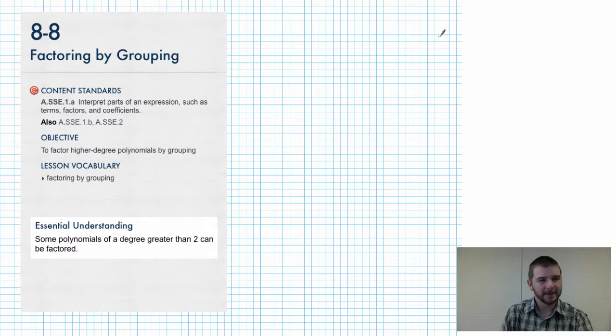Section 8.8, Factoring by Grouping. The objective of this section, to factor higher degree polynomials by grouping. Lesson vocabulary, factoring by grouping. An essential understanding. Some polynomials of a degree greater than 2 can be factored.